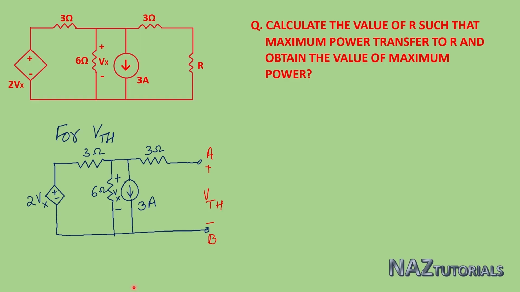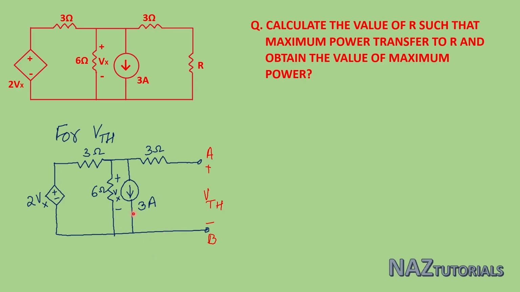VTH is Thevenin's equivalent voltage, which is calculated as the open circuit voltage of the load terminal. So this is our network for the calculation of VTH. Here we remove the load R and calculate this VTH. For the VTH calculation, we have to calculate the currents in this particular circuit.